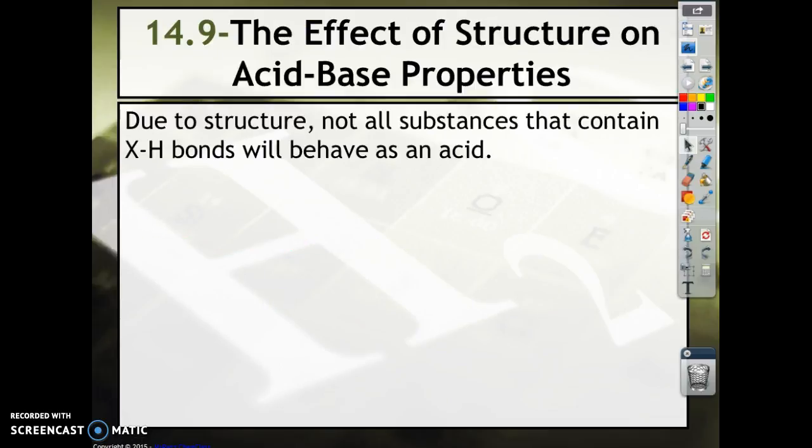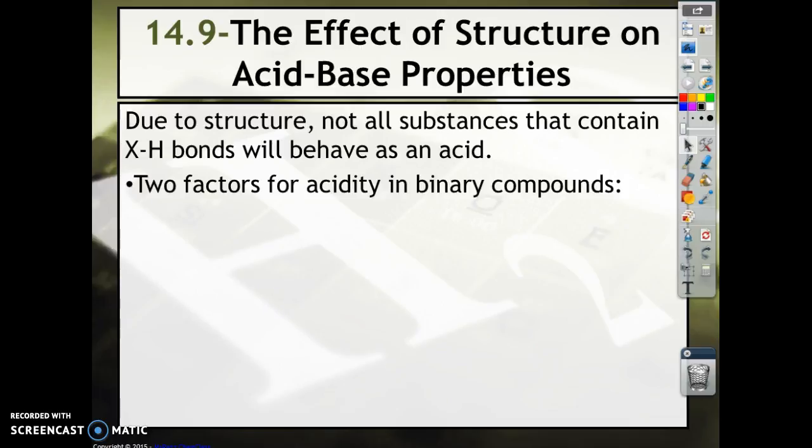Because of structure, we're used to thinking that anything with an H out in front might act like an acid, but that doesn't necessarily happen. And there are two things that affect it. First is polarity. We like highly polar compounds, like HCl is an acid. Hydrogen and chlorine are pretty far apart on the periodic table.